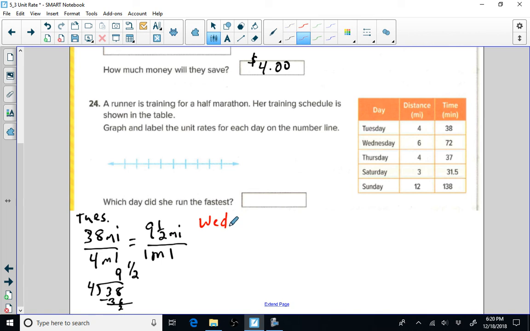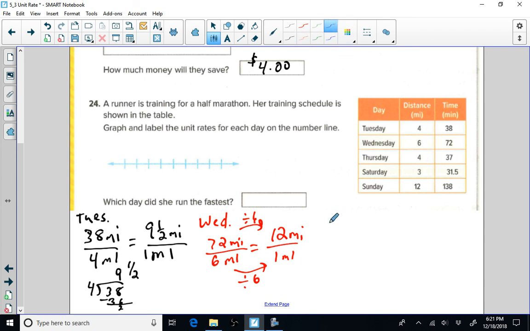For Wednesday, we have 72 minutes for 6 miles. Make an equivalent fraction with a denominator of 1. So for 1 mile, we divide by 6. 72 divided by 6 is 12. So that's 12 minutes for every mile. So 9.5 minutes per mile on Tuesday, 12 minutes per mile on Wednesday.